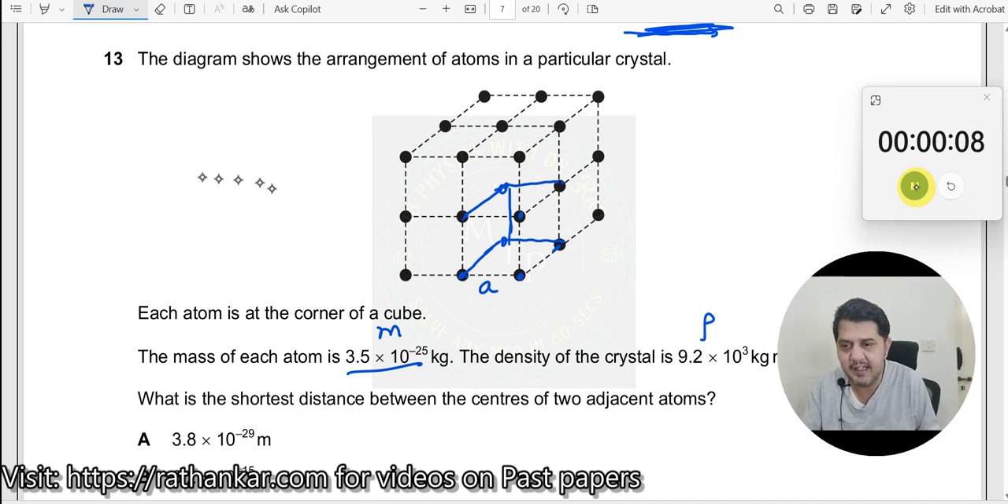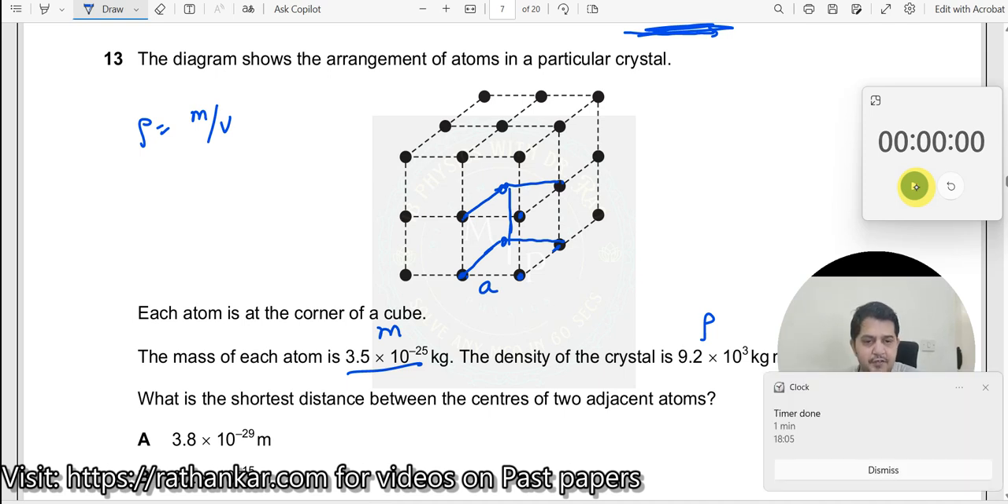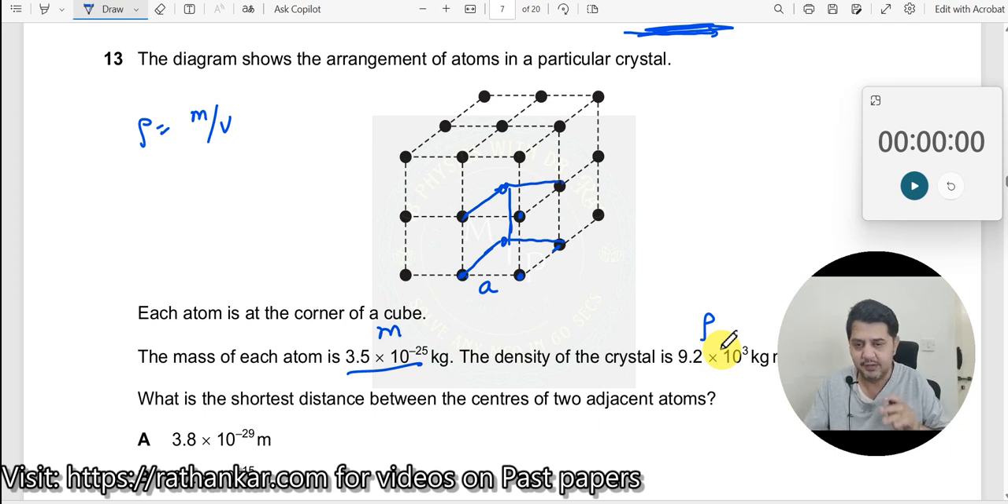So the question is very easy, no? Density is equal to mass by volume. Should I take mass to be 8m? Definitely no. Why is it no? The reason is, if you visualize this, it takes some time for me to teach you this. One atom is being shared by 8 adjacent cubes. One atom is being shared by 8 adjacent cubes.